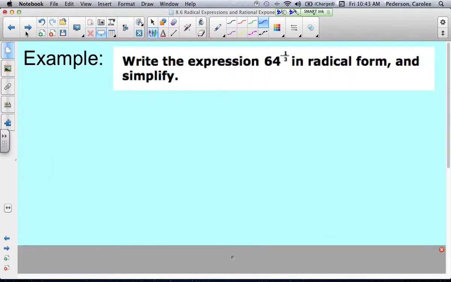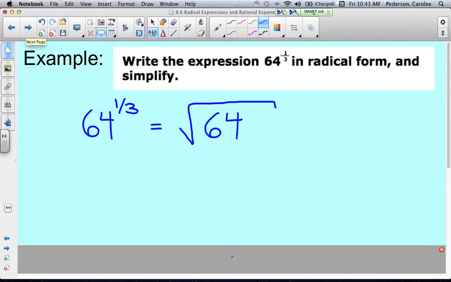Next example, write the expression in radical form. So just some more examples. So 64 raised to the 1/3 equals what as a radical? So 64, first power, and then cube root. And now you try and rewrite 64. 64 can be rewritten as 4 to the 3rd, and then 3rd root. So your final answer is 4.